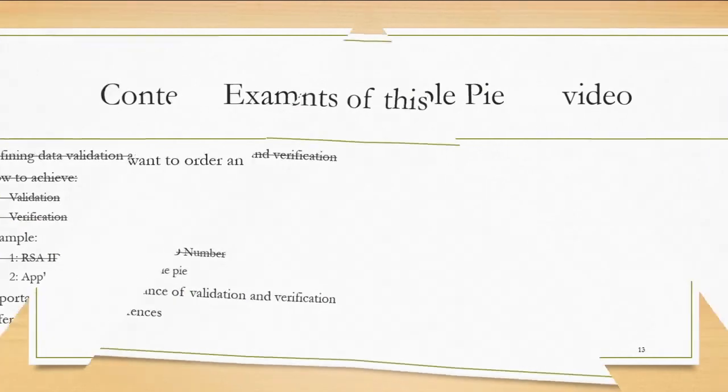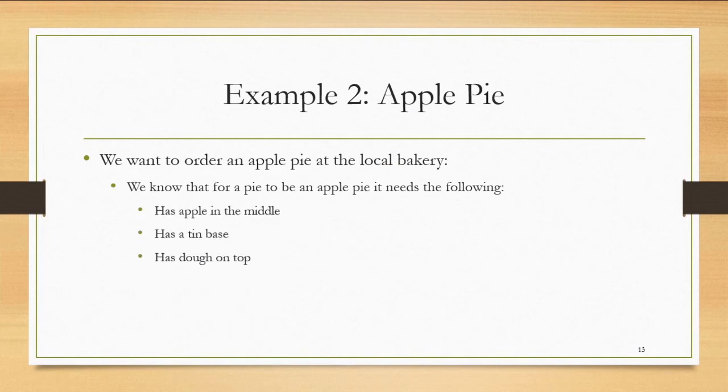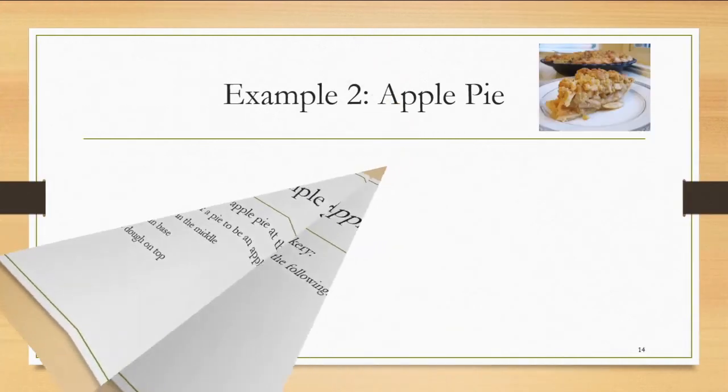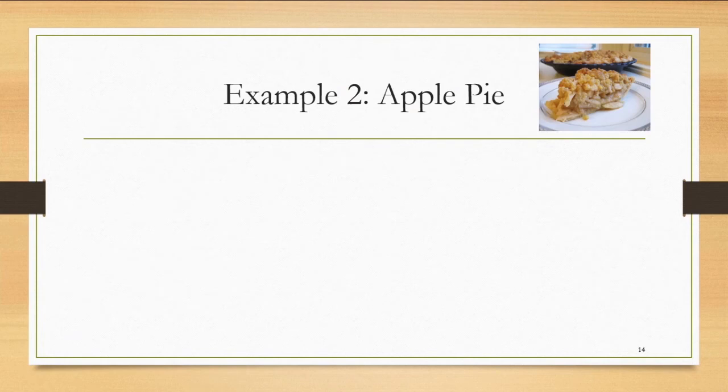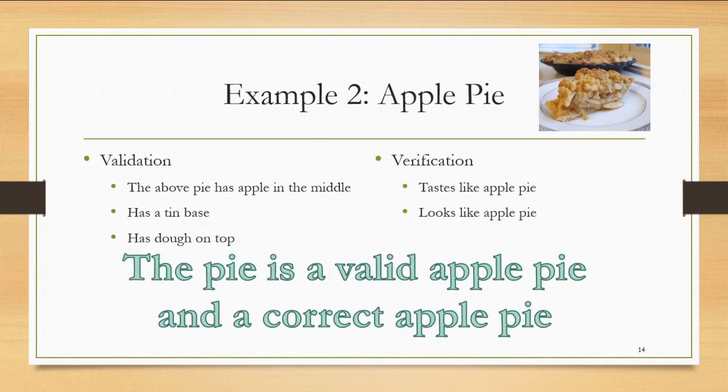Let's look at the apple pie example. We want to order an apple pie at the local bakery. We know that for a pie to be an apple pie, it needs to be the following. It has to have apple in the middle, has to have a thin base, has to have dough on top. Let's look at the first example. There's a picture of an apple pie in the corner. So validation. The above picture has got apple in the middle, it has a thin base as we can see by the back, and has dough on top. Verification. The pie does taste like apple pie as well as it looks like apple pie. Thus we can conclude that the pie is a valid apple pie and it is a correct apple pie.